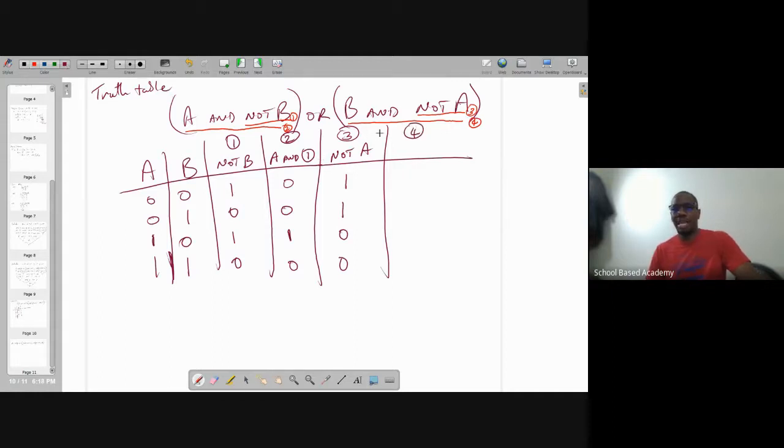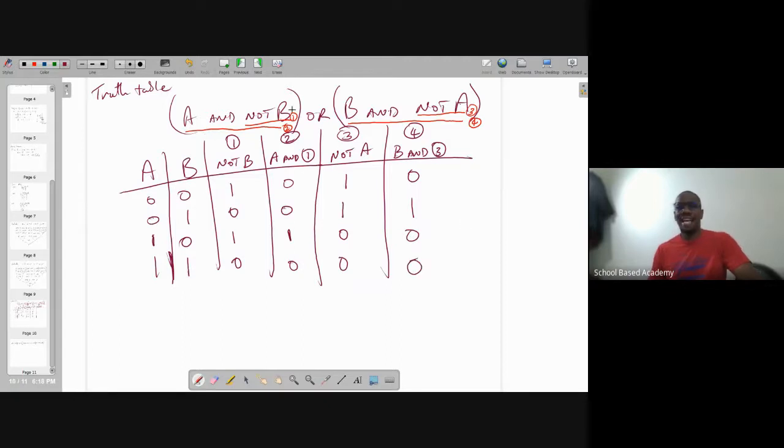So what was not A? Not A was the value from column 3. So we say B and the value from column 3. So B is this column here, and column 3 is this column here, and we're joining that with an AND. So we're saying 0 and 1 is 0. 1 and 1 is 1. 0 and 0 is 0. 1 and 0 is 0.